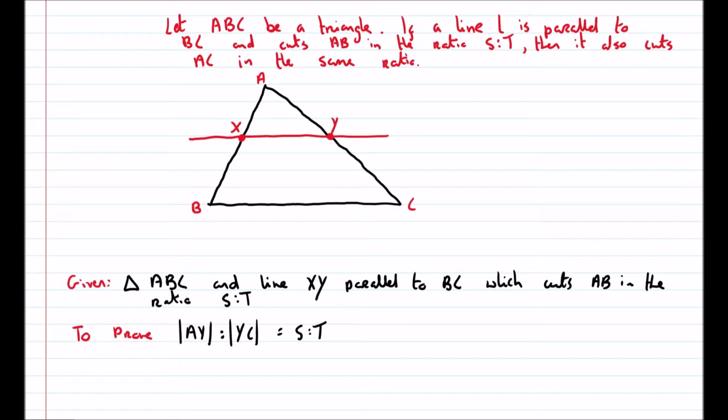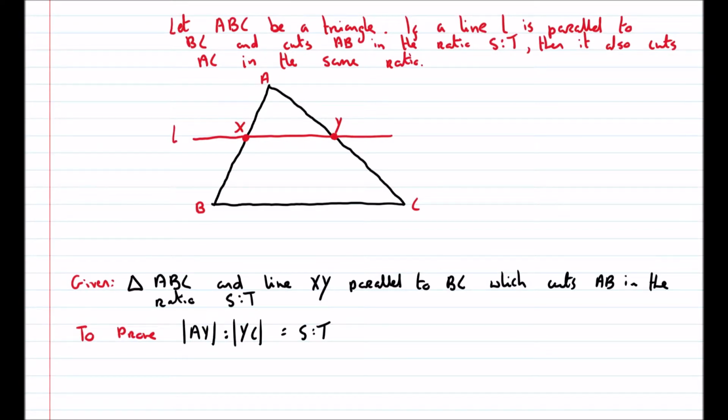Okay, so the next proof is kind of like the last one actually, and we're using our knowledge from the last one to prove this. So it says let ABC be a triangle, so we have our triangle, and if a line L is parallel to BC, so here's our line L, and cuts AB, so cuts here at X, in the ratio S:T, so it means if this is S big and that is T big, then over here we'll have the same ratio.